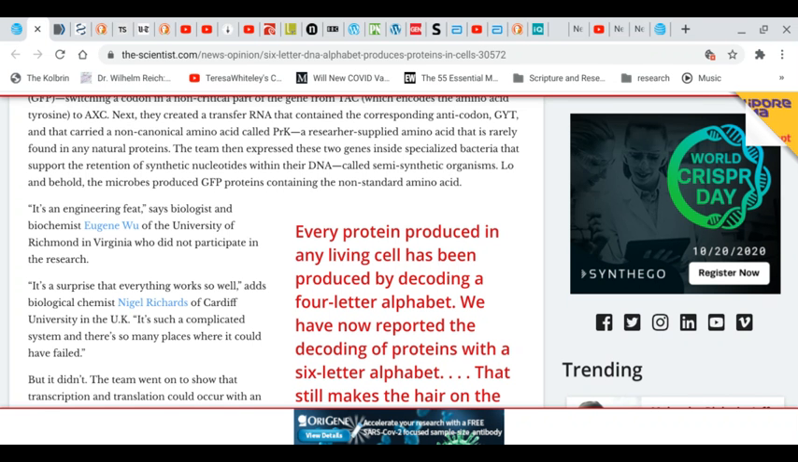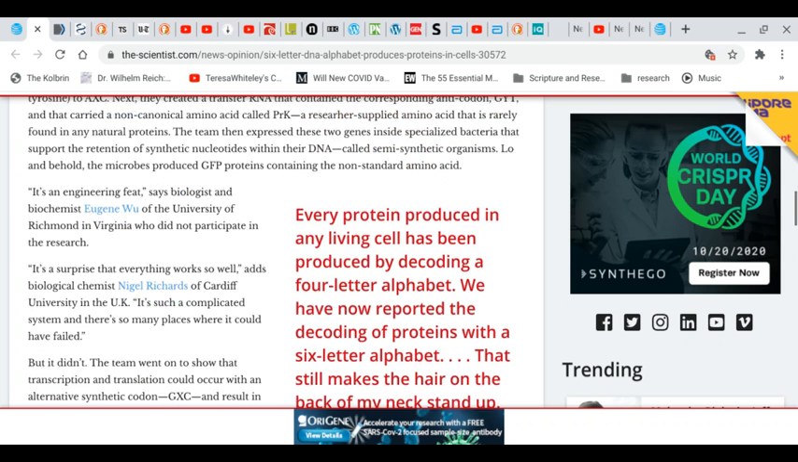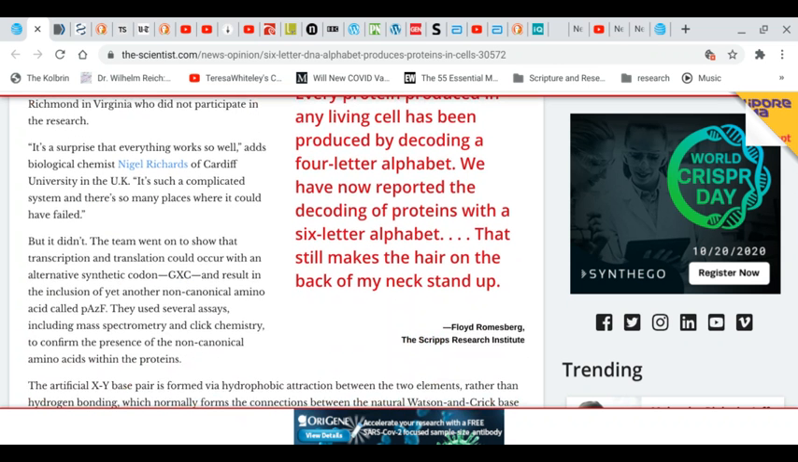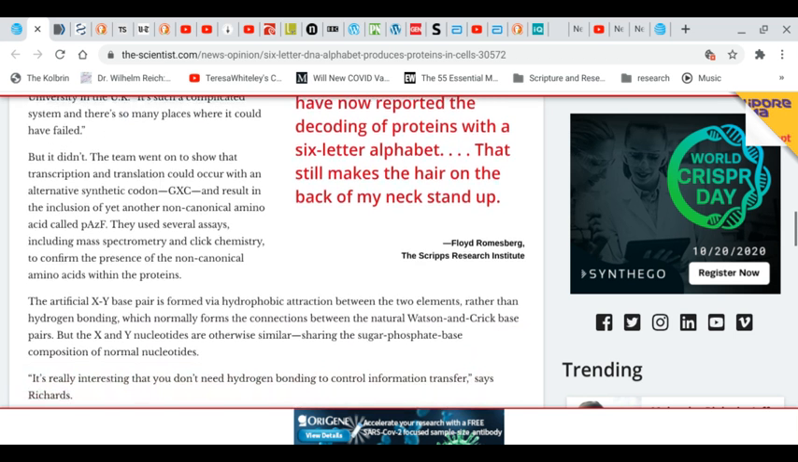It's such a complicated system, and there's so many ways where it could have failed, but it didn't. The team went on to show that the transcription and translation could occur within an alternate synthetic codon, GXC, and result in the inclusion of yet another non-canonical amino acid called PAZF. They used several assays, including mass spectrometry, I'm sorry, that tongue ties me, and click chemistry to confirm the presence of the non-canonical amino acids within the proteins.